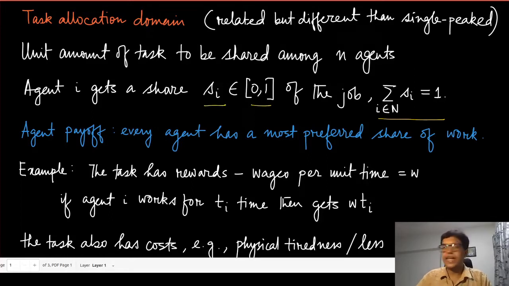Now, what is an agent's payoff? We are going to assume that each of these agents has some most preferred share of the work. So for instance, someone likes 50% of this job to be assigned to it, and anything more or less will be less preferred. Some other agent may have a different peak, so it may like 30% of the job, and anything more or less will be bad. So how can we motivate this kind of a task allocation domain?